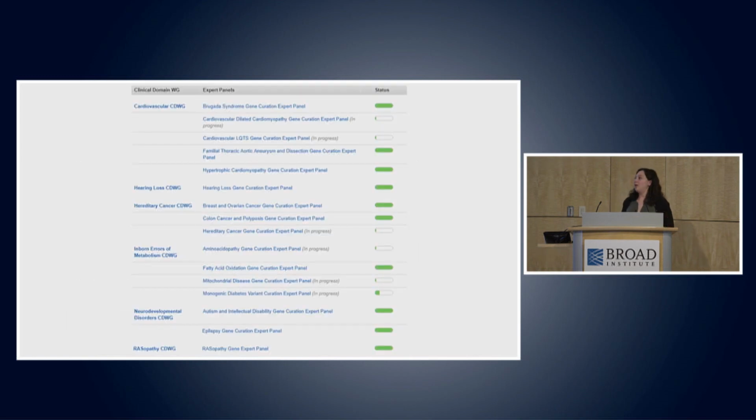And this is just an example, it's a little small, of all of the gene curation groups that we have right now. Cardiovascular has a bunch of groups within it. We have the hearing loss group, hereditary cancer, inborn errors of metabolism, neurodevelopmental disorders, RASopathy, and even more at this point, brain malformations, mitochondrial disease, et cetera.